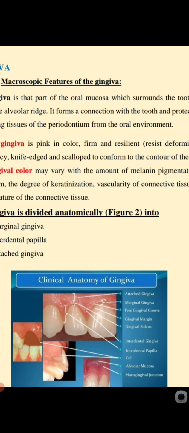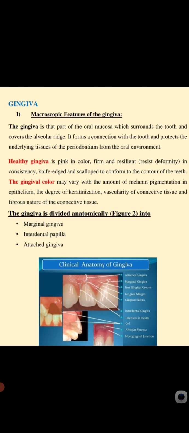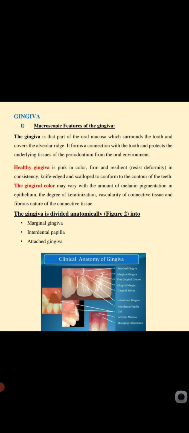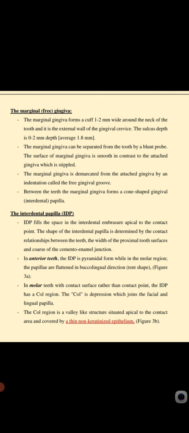And the demarcation which divides the marginal gingiva from attached gingiva is known as the free gingival groove. Remember, in our March NLE exam, this MCQ came. The demarcation which divides the attached gingiva from marginal gingiva is the free gingival groove. Now come to the detail of each gingival type.